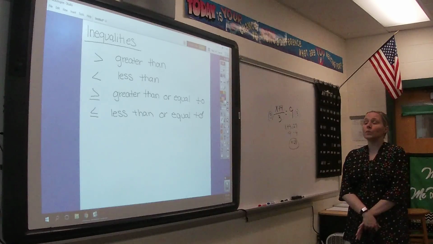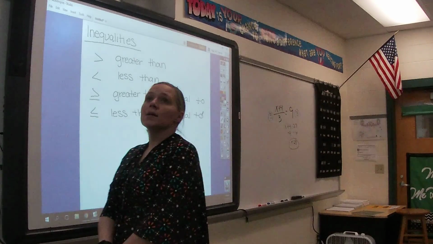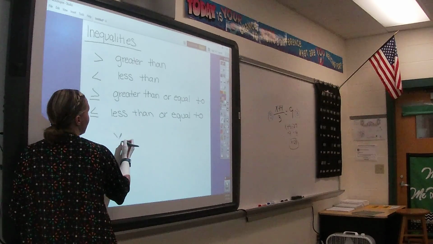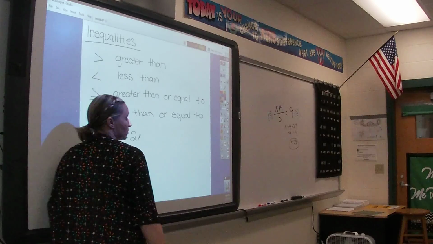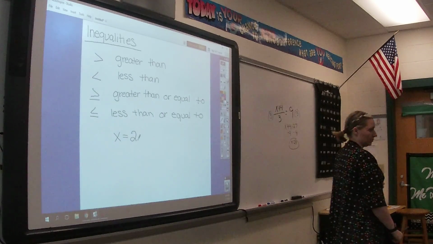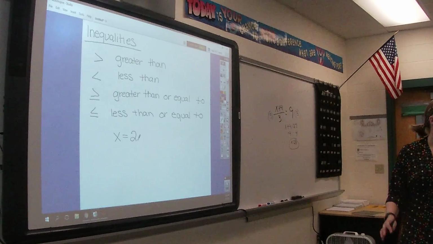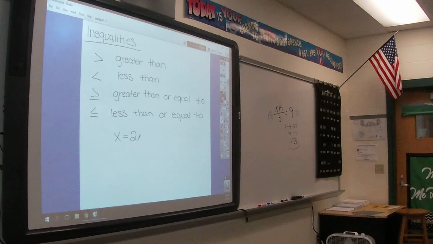Now, the major thing when we're talking about inequalities is understanding the difference of what we're actually saying. So if I tell you that I have an answer of x equals 2, what does that mean? Exactly what we see. x is 2, it can't be anything else. There is one possible value for x, and that one possible value is 2.